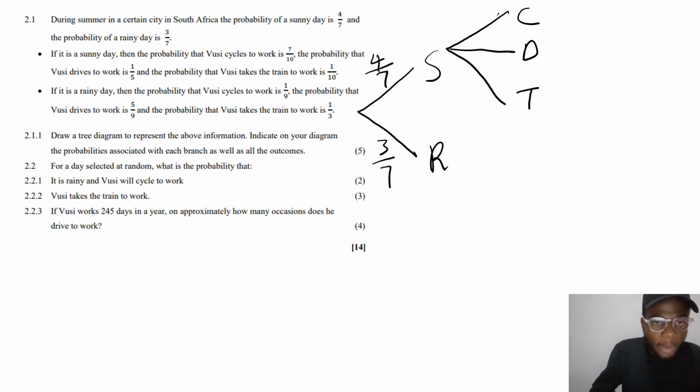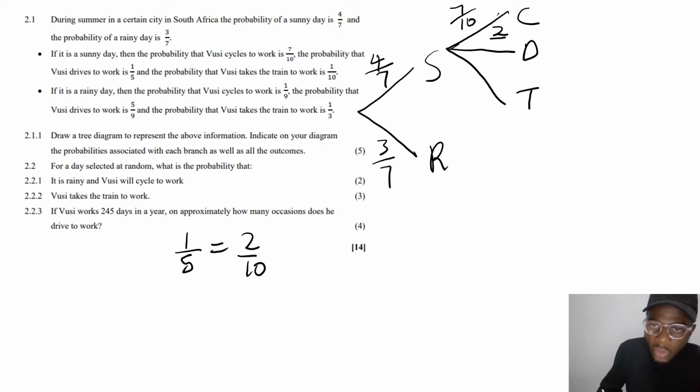They say the probability that Vusi cycles to work is 7/10, and the probability that he drives to work is 1/5. Here we have to write everything with a denominator of 10, so 1/5 is 2/10. So we'll have 2/10 for when he drives to work on a sunny day. And then the next one is Vusi takes the train to work. The probability that Vusi takes a train to work is 1/10.